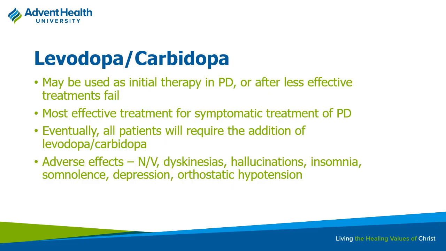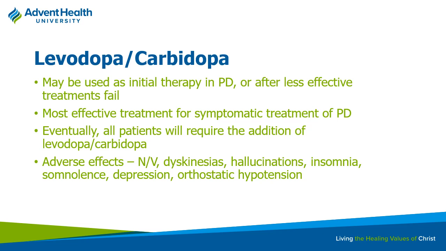Anyway, typically this can be used as initial therapy for more moderate to severe cases of PD, but we normally use this after less effective treatments like a monoamine oxidase B inhibitor, or if we have something like bromocriptine on board, we wait till those fail and then switch over to levodopa, carbidopa. Usually once patients get on this, they're going to be on it for the rest of their lives, typically. So I like to hold off on that as best we can. But it is the most effective treatment for the actual symptoms of Parkinson's disease.